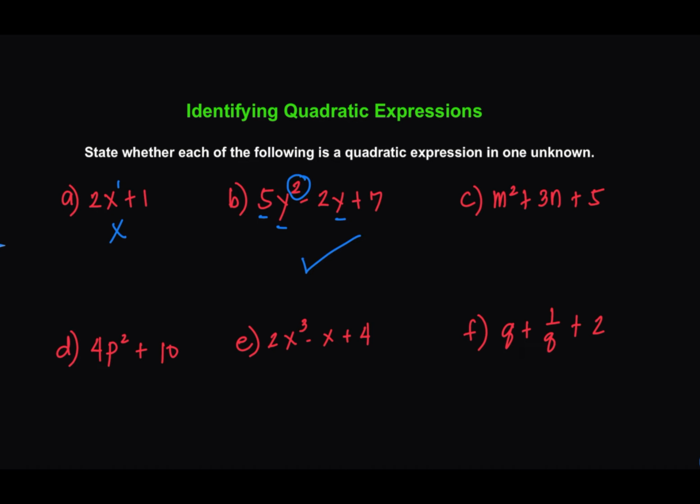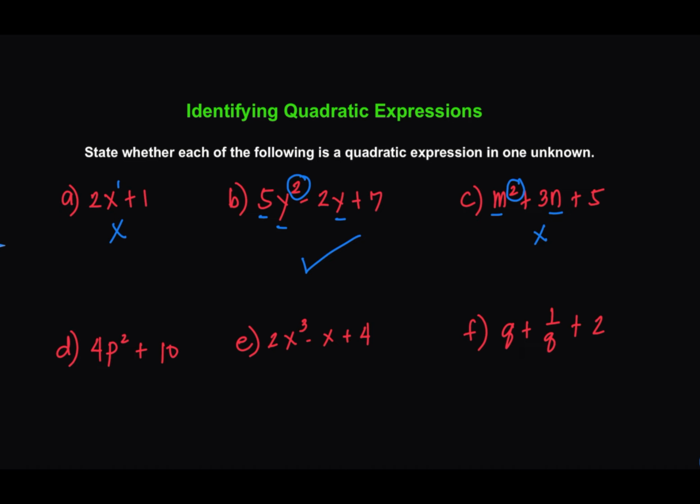How about letter C? Highest exponent is 2. Correct. One unknown, check natin, M at saka N. Hindi siyang one unknown. So, meron siyang two unknowns, which is M at saka N. So, therefore, hindi na yan quadratic expression. Okay?